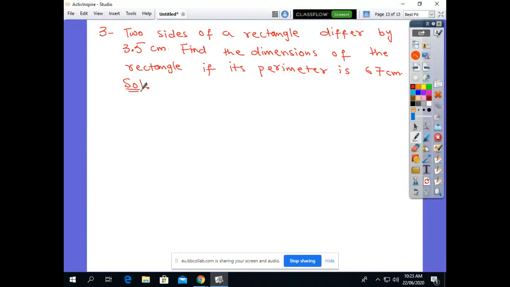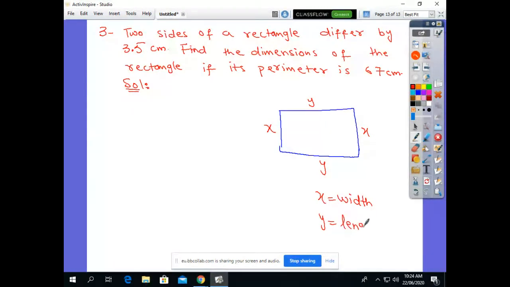Similarly, we see in question number 3, we take here a rectangle. The first side of the rectangle we call x, which is the width of the rectangle, and the second side we call y, which is the length of the rectangle. Here we consider x as width and y as length.